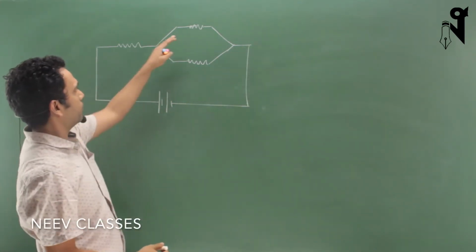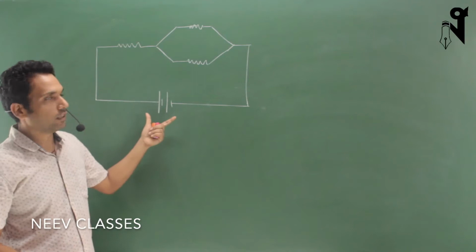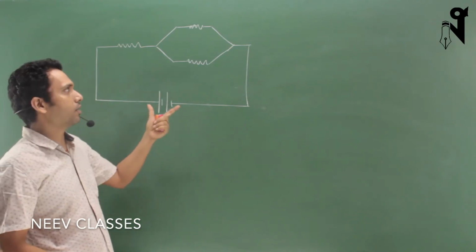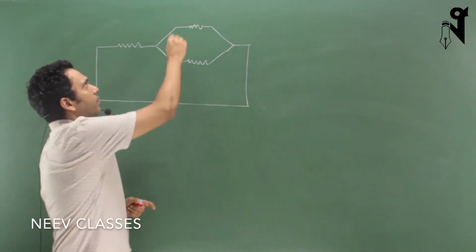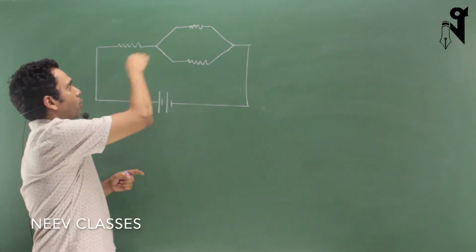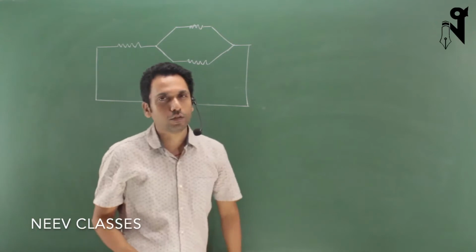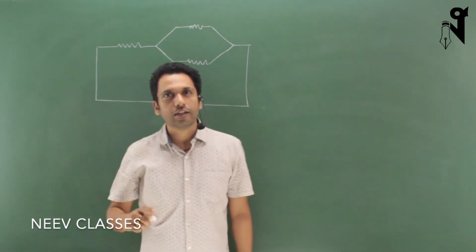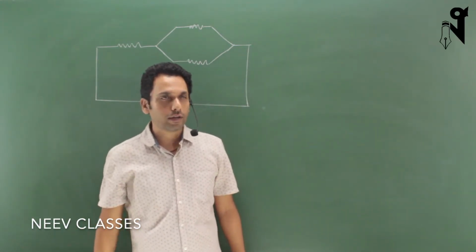You'll be given the values of the resistance, you'll be given the voltage of the battery, and you would be asked to find out the current in each of the branch. Apart from finding the current in the overall branch, you'll be asked to find the current in each of the branch. So finding the current in each of the branch will be quite interesting.